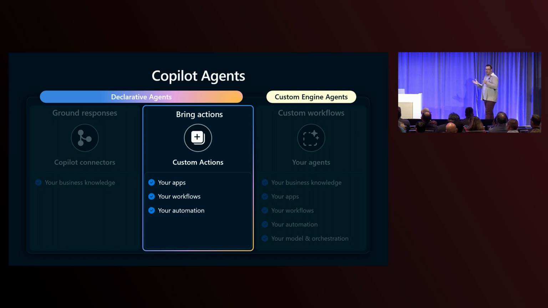Copilot connectors are really around grounding your data, grounding your responses in the data that you're bringing in. But what if you want to do things that are going out? So we want to make our agent become more than just a regular chatbot. We want to give the power of doing things on our behalf.